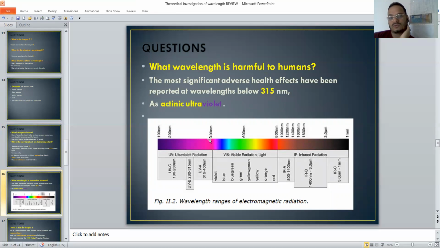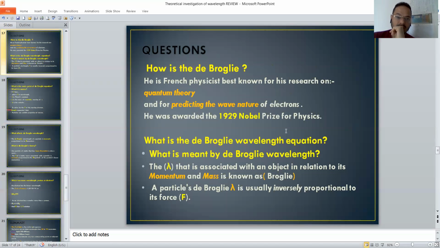What wavelength is harmful to humans? Like I said before, this area, the ultraviolet radiation less than 400 nanometers, like here, started from 314 and less, will be harmful to human eyes. And at the same time, in my opinion, infrared radiation is also harmful to us if we don't use appropriate tools to protect our skulls, our skins, and our eyes. Who is de Broglie?